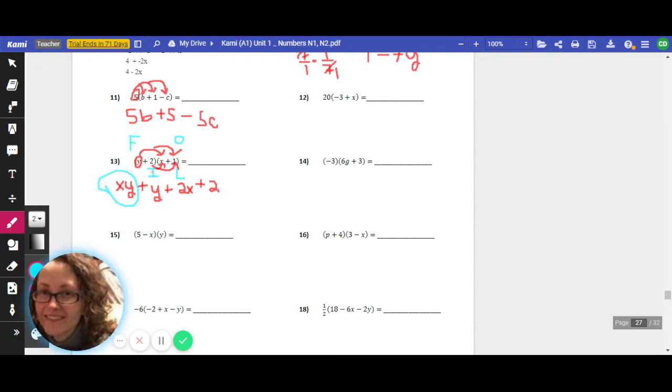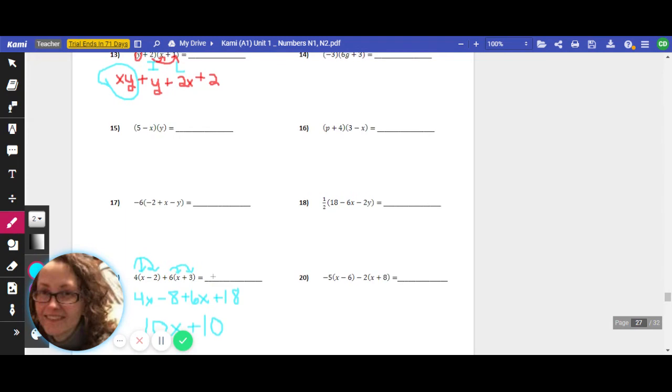I don't know which way is easier for you to remember, whether using the acronym FOIL helps you remember that there have to be 4, the fronts, the outsides, the insides, and the last terms, or if it's just easier to remember, I'm going to take that y and multiply it times both terms. I'm going to take that 2 and multiply it times both terms, whichever way works for you. But that ends our little mini lesson here.